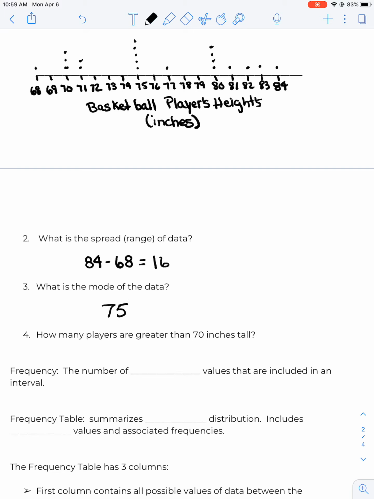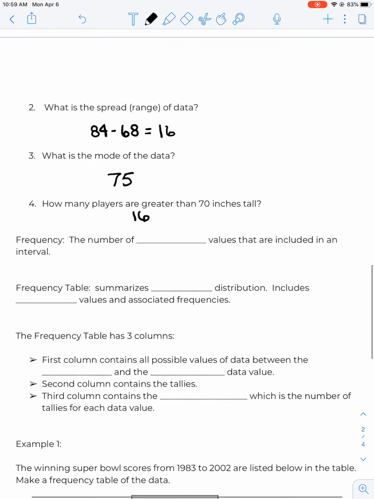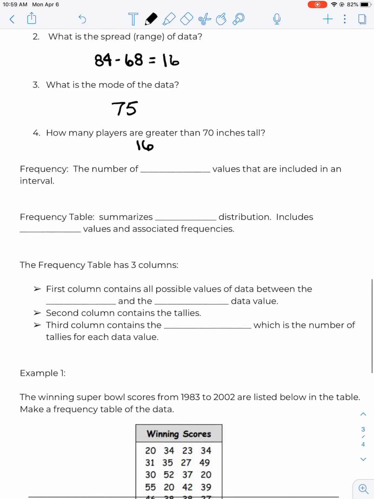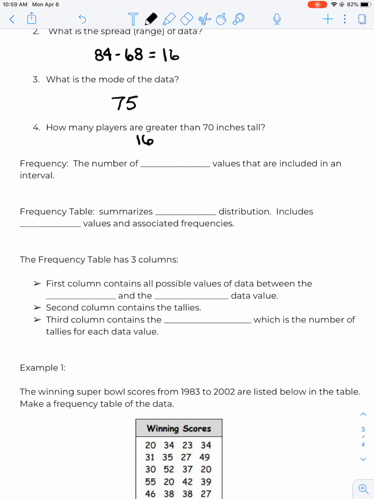It says, how many players are greater than 70 inches tall? So if I count the number of dots that are greater than 70, I get 16. The next thing, and I do apologize, I didn't get a chance to bold it, we are going to look at frequency and frequency tables.